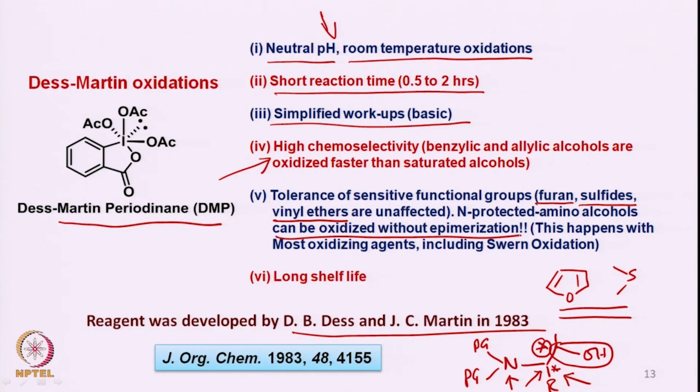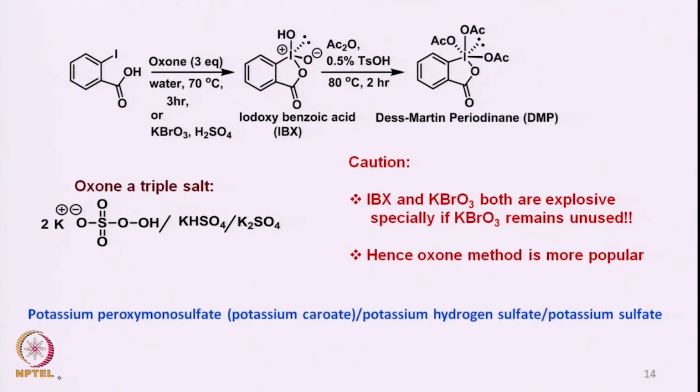Now this epimerization not occurring with DMP is something that has been observed with many other oxidizing agents. So there are many plus points of this Des-Martin periodinane oxidation, and this reagent, this DMP, also has a long shelf life. So considering these aspects of the reagent that we are discussing, there is a lot of scope for the utility of this Des-Martin periodinane or DMP reagent or DMP oxidation.